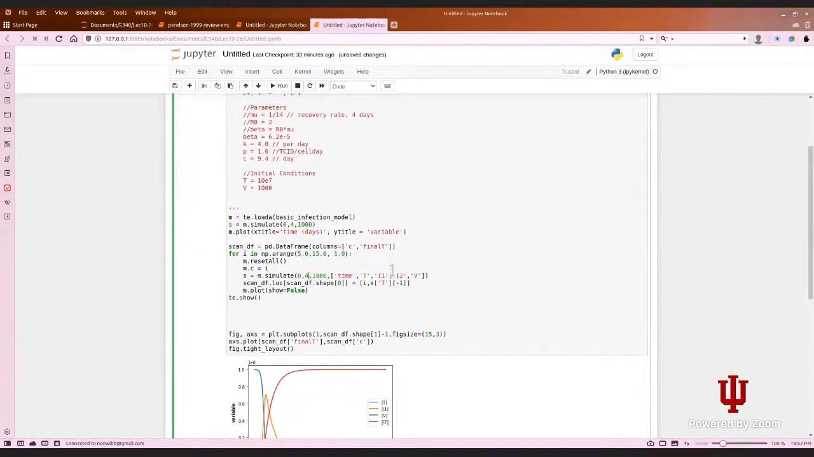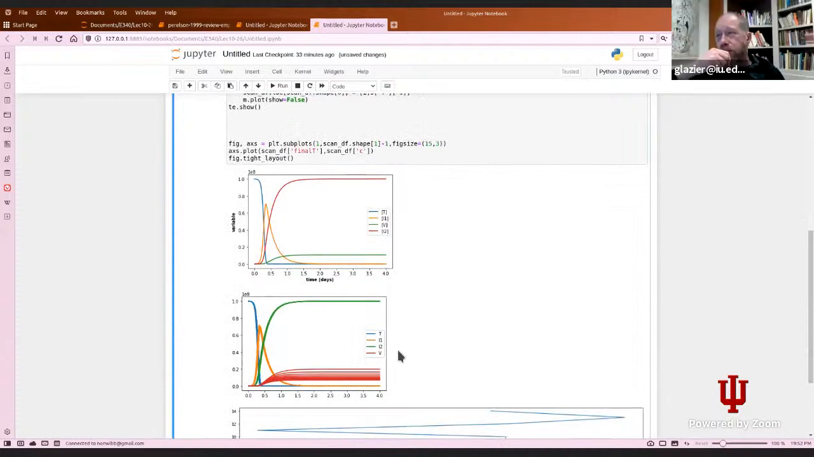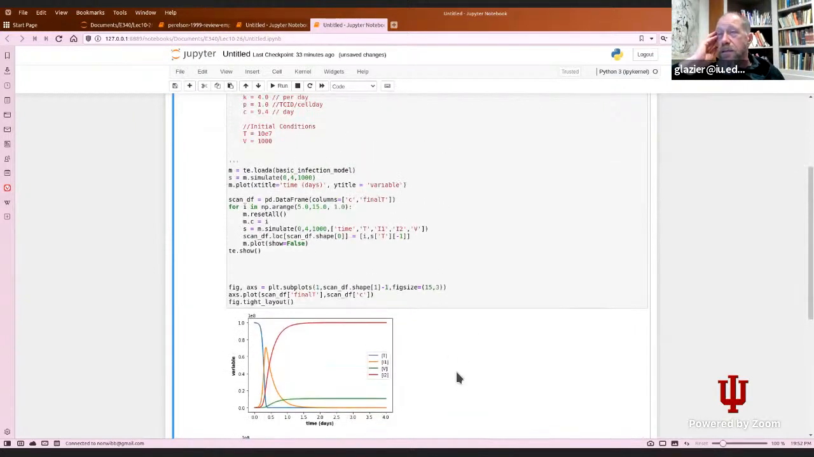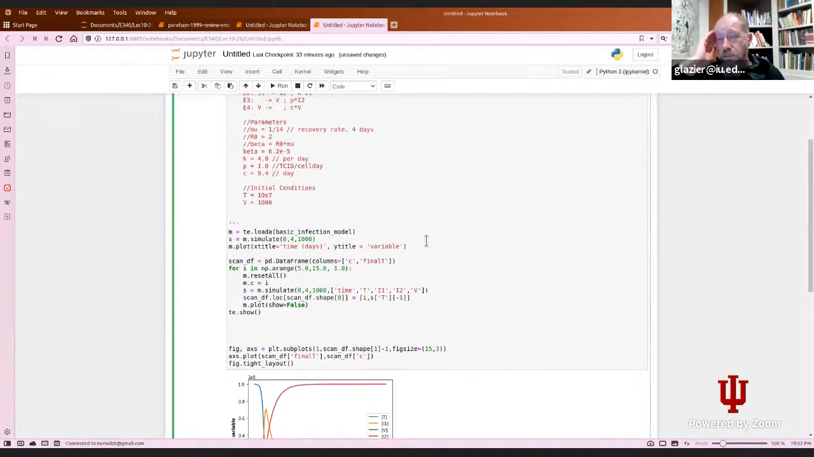I should probably change the time frame to... Yeah. So it has almost no effect on I1, almost no effect on I2. It does change the amount of virus produced. So which parameter were you scanning? C. The lifetime of the virus. So that didn't seem to make a big effect, did it?